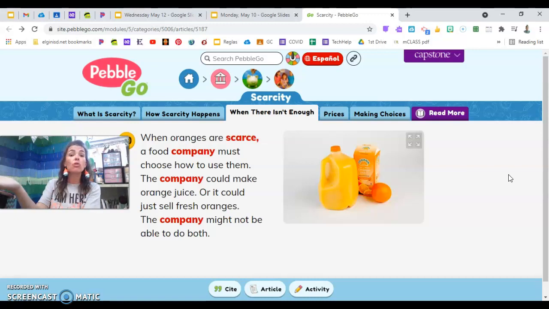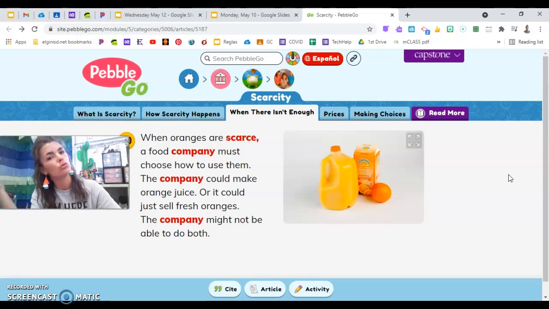So he sold them the oranges, and now the company, the business, has to decide, what do we do with the oranges? People like to buy oranges. People like to drink orange juice. But there's not enough oranges for both. So now the company has to decide, should they just sell the oranges or make them into juice? What would you vote for?